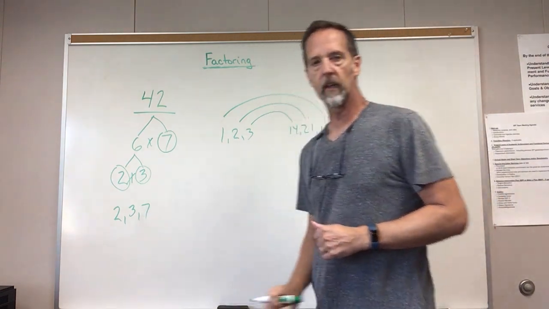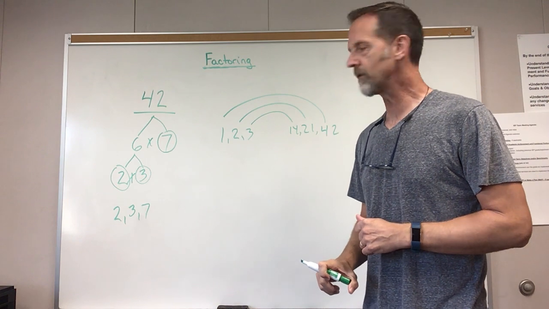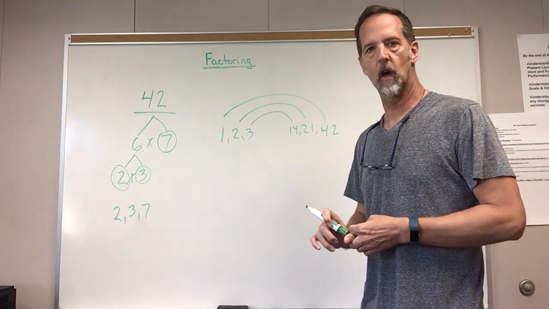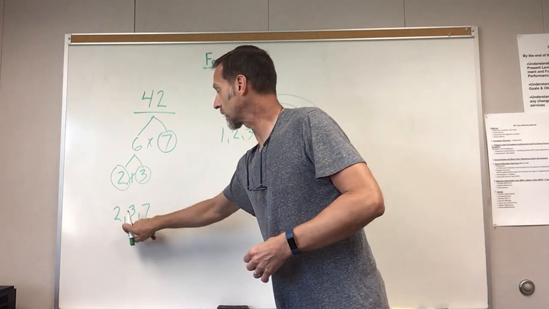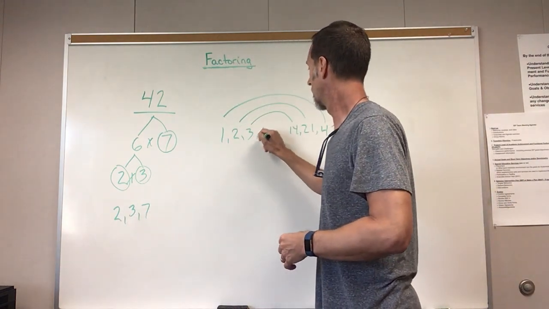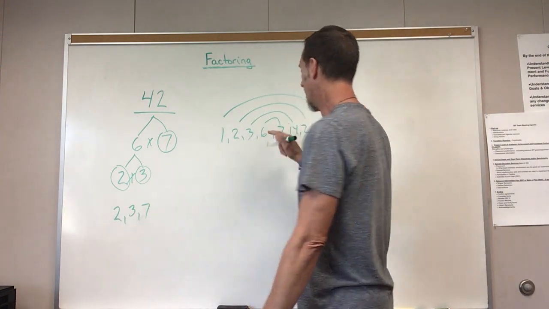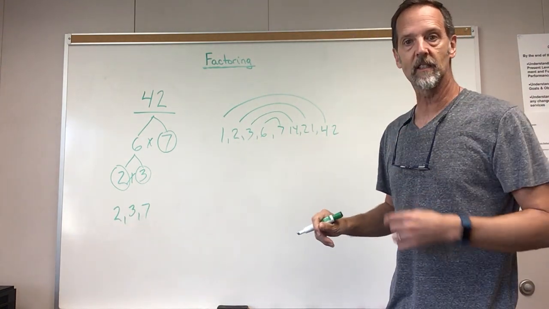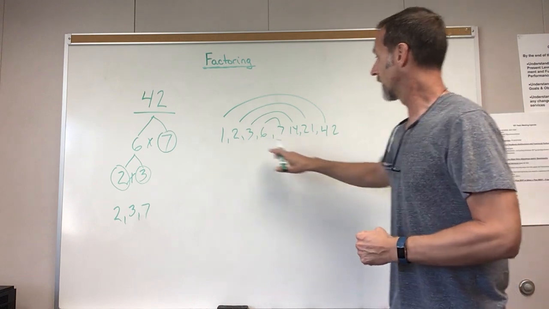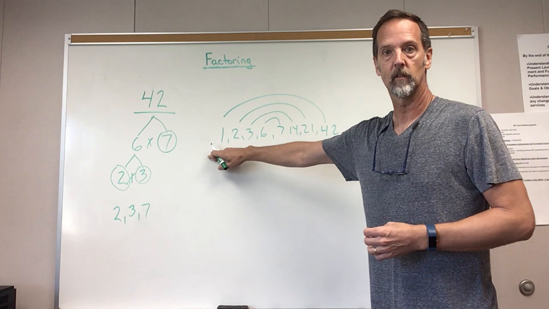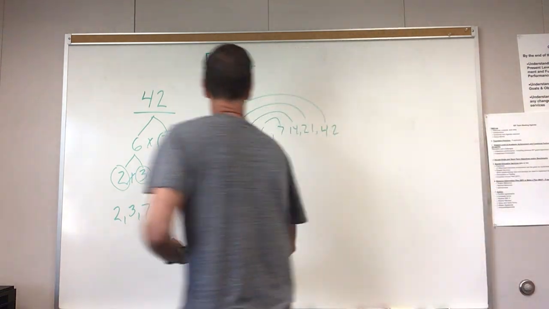Is there a 4 in the list? Nope. Is there a 5 in the list? Nope, and I can't make one. Is there a 6 in the list? No. Can I make one? Yeah. 2 times 3 is 6. Cover the 6, what do you have? 7. And I can stop because there's nothing between 6 and 7. I'm done. Okay? So this had 8 factors this time. It had 8 factors. Okay? All right.